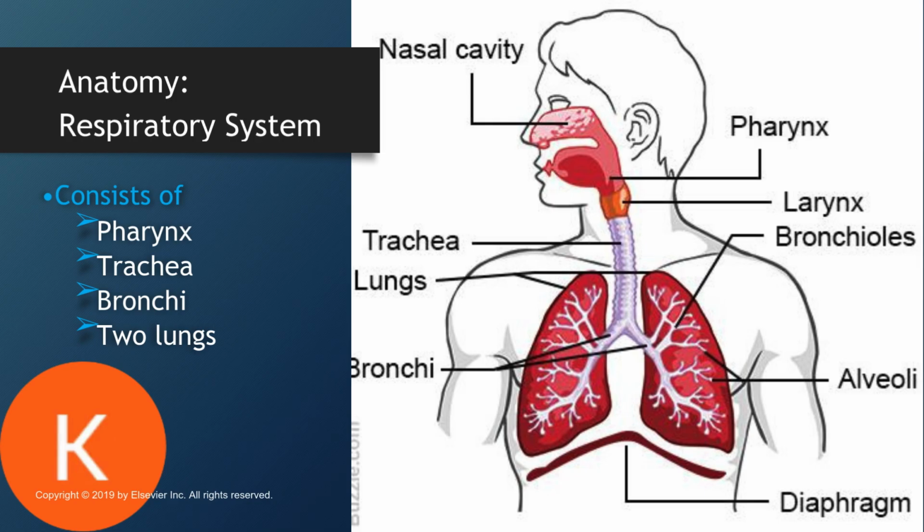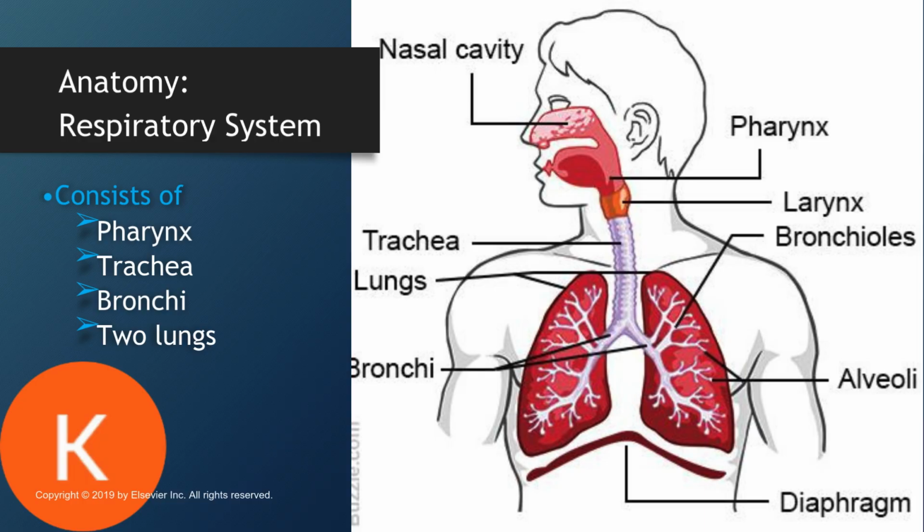Anatomy of the respiratory system. This consists of pharynx, trachea, bronchi, and two lungs. The air passages of these organs communicate with the exterior through the pharynx, mouth, and nose, each of which, in addition to serving other described functions, is considered a part of the respiratory system.